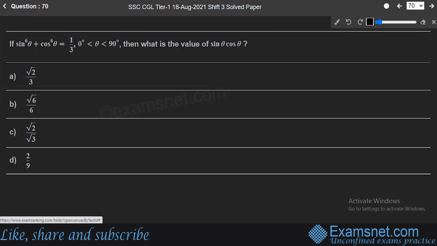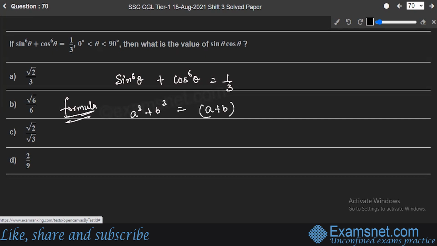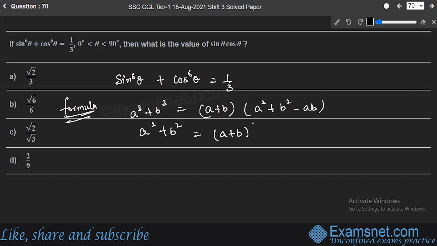Let's solve. First of all, you are given sine raised to power 6 theta plus cos raised to power 6 theta is equal to 1 by 3. What formula will we use here? a cube plus b cube is equal to a plus b into a square plus b square minus ab. Also, a square plus b square is equal to a plus b whole square minus 2ab. So these two identities we'll use in our question. Okay, let's pick up the first one.